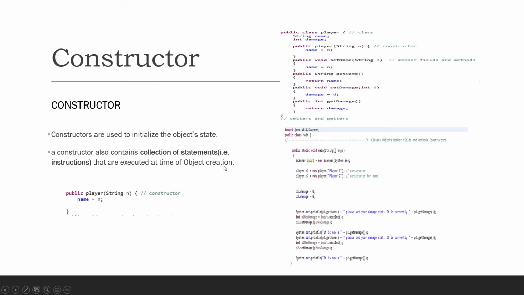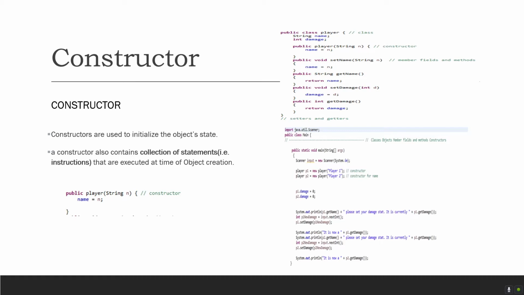Now, moving on to constructors. A constructor is used to initialize the object state. A constructor also contains a collection of statements or instructions that are executed at the time of an object's creation. So a constructor is pretty much like the groundwork of an object, where you can just call it and you just update it.